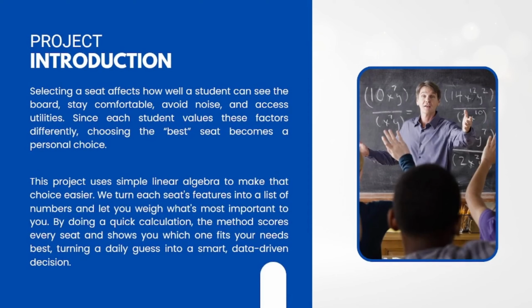So here's our introduction. Selecting a seat affects how well a student can see the board, stay comfortable, avoid noise, and access utilities. Since each student values these factors differently, choosing the best seat becomes a very personal choice. This project uses a very simple linear algebra approach to make that choice easier. We turn each seat's features into a list of numbers and let you rate what's most important to you. By doing a quick calculation, the method scores every seat and shows you which one fits your needs best, turning a daily guess into a smart, data-driven decision.